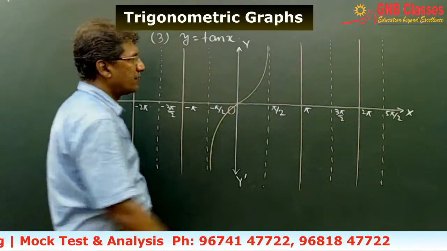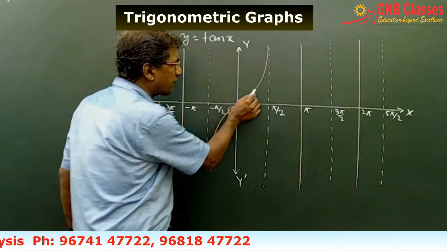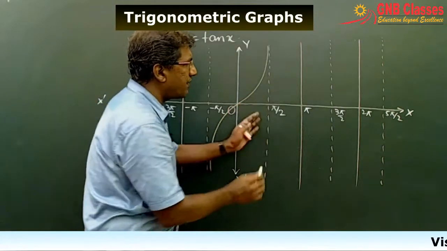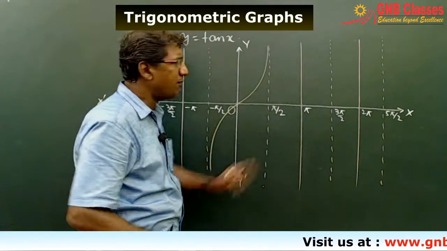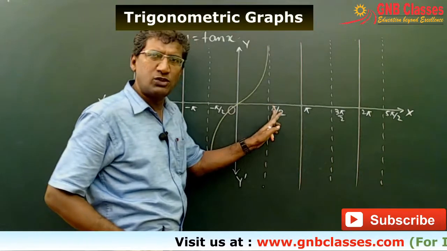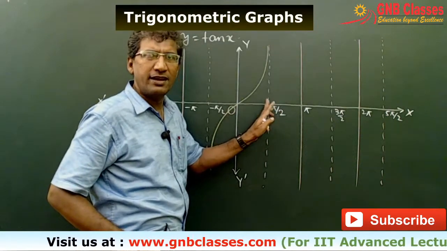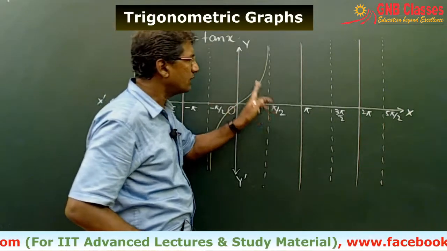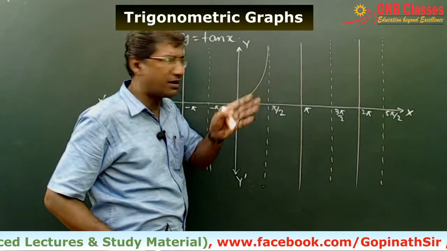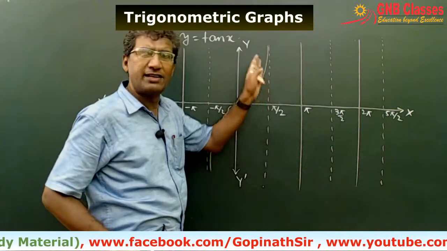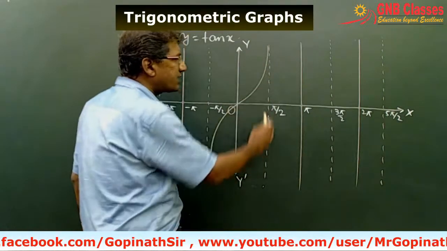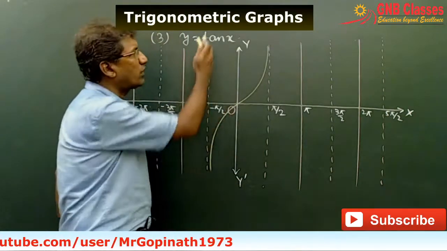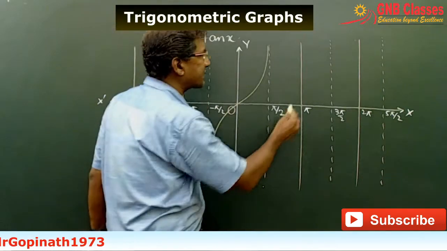Now observe that this tan x graph will not intersect x equals pi by 2. That means at x equals pi by 2, you will not get any value of y. Y here is tan x. As I mentioned in graphical transformations, this kind of line is called an asymptote. So in this case, x equals pi by 2 and x equals minus pi by 2 are the asymptotes to the graph y equals tan x.